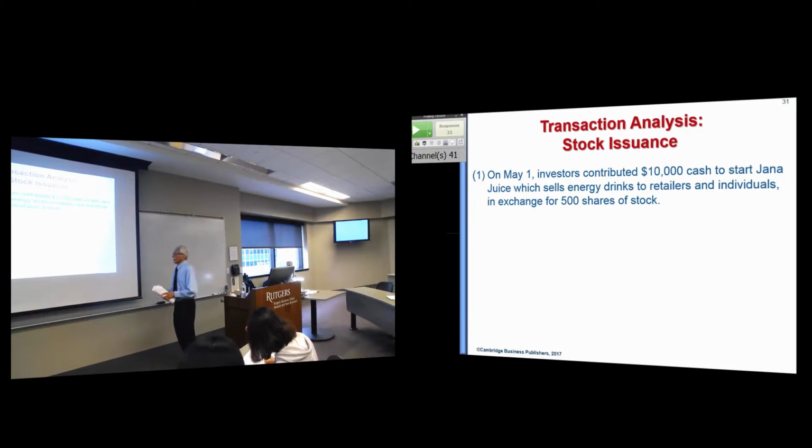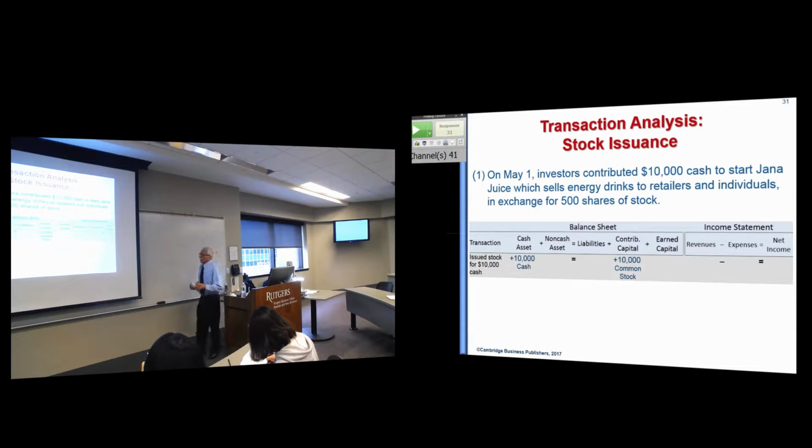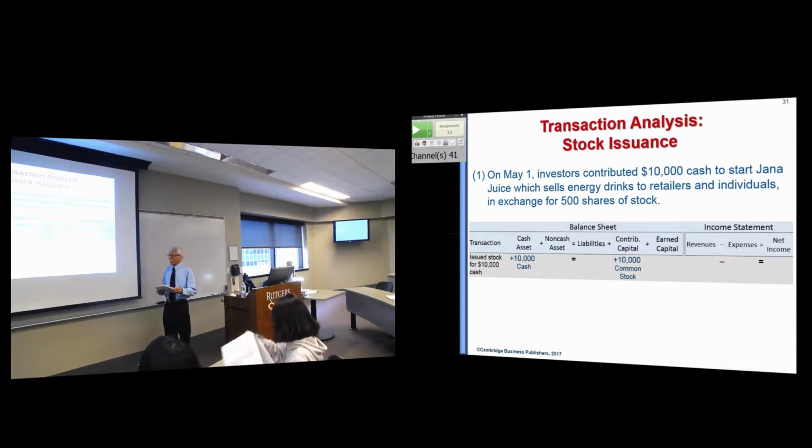On May 1st, investors contributed $10,000 in cash to start a business, Jana Juice, which sells energy drinks to retailers and individuals, in exchange for 500 shares of stock. When we look at the equation, cash comes in, so we increase the asset cash, and we're also going to increase the contributed capital common stock account. So the cash account goes up, and so does the common stock account. There's no revenue there. This is a purely equity transaction. It increases assets and equity, and the balance sheet balances.